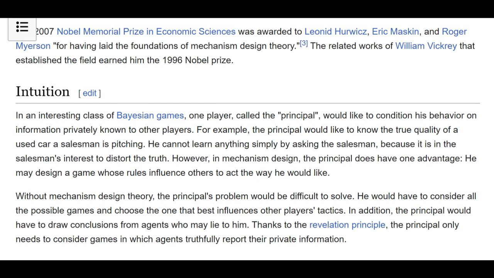In addition, the principal would have to draw conclusions from agents who may lie to him. Thanks to the revelation principle, the principal only needs to consider games in which agents truthfully report their private information.